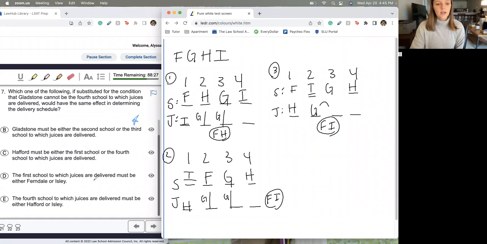Answer choice C, H must be either the first or the fourth school to which juices are delivered. Does not have to be true. I could put H in that third spot, G here, F here. And because that's a valid diagram based off of my original rule, if I had picked C, that means I would not be able to use that diagram because it wouldn't be valid. H would be in that third spot and it wouldn't be allowed to be in that third spot, basically. So because it does not have to be true, we can easily eliminate that answer choice.